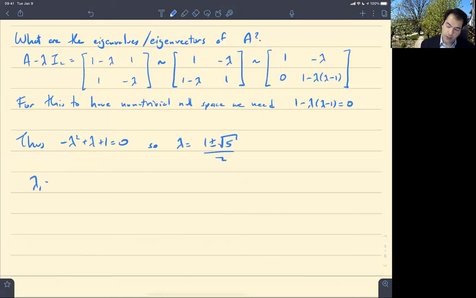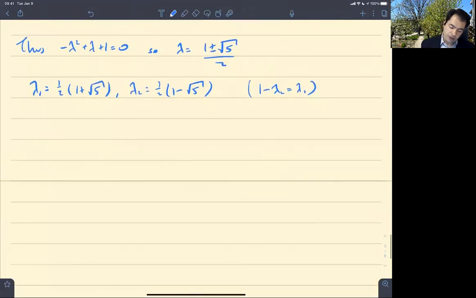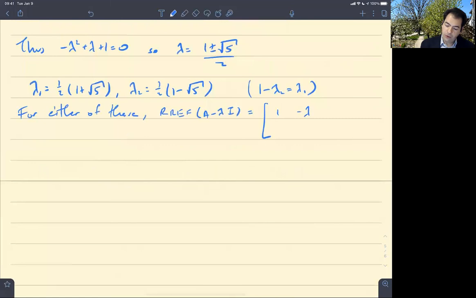All right, let's write them. Lambda 1 is 1/2 times (1 plus square root of 5). And then let's say that lambda 2 is 1/2 times (1 minus the square root of 5). Okay, notice the relation, I'll use this later, that 1 minus lambda 2 is equal to lambda 1. Now for either of these, I need to look at the eigenvectors. For either of these, the reduced row echelon form of A minus lambda times the identity is just 1 minus lambda in the first row and zeros on the second row, right? Because that's how we arranged it.